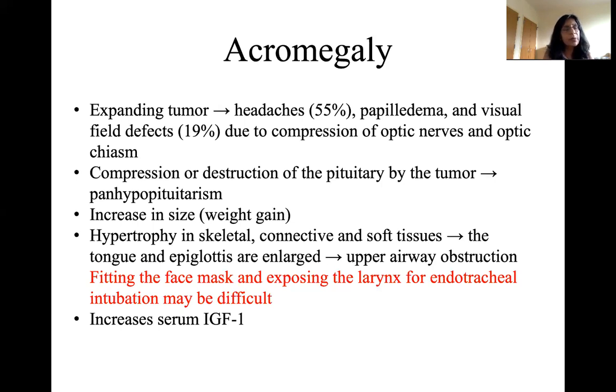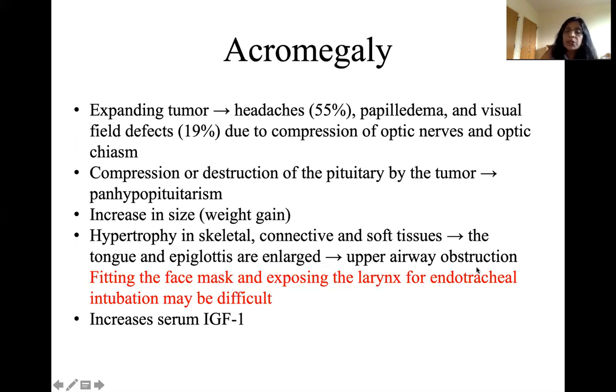As you know, anterior pituitary is responsible for a long list of hormones to be released: TSH, ACTH, LH, FSH, prolactin, and growth hormone. So all these are affected by the compression of the tumor. So that is a possibility. Increase in size of certain body parts and the overall weight gain. Hypertrophy in skeletal connective tissue and the soft tissues. The bones grow wide, not long, but wide. The tongue and epiglottis are enlarged.